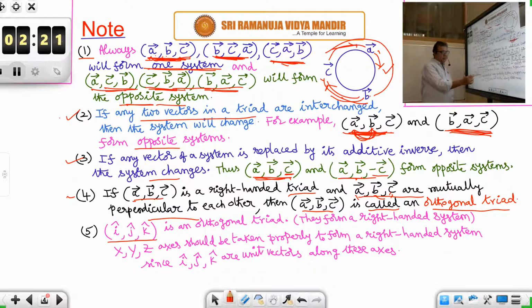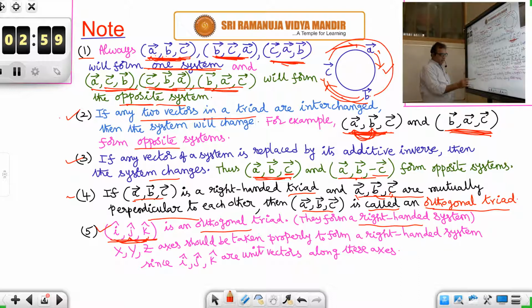Next, I bar, J bar, K bar is an orthogonal triad. That means I bar, J bar, K bar form a right-handed system. Not only that, they are mutually perpendicular: I bar, J bar perpendicular, J bar, K bar perpendicular, K bar, I bar perpendicular. But there is an additional quality here. What is that additional quality? Mod I bar is equal to mod J bar is equal to mod K bar. That is not necessary for an orthogonal triad, but that is an extra qualification for IJK. It is an orthogonal triad. They form a right-handed system.